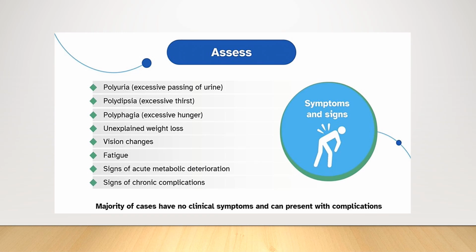Assessment of signs and symptoms for diabetes mellitus. Look for polyuria, excessive passing of urine, polydipsia, excessive thirst, polyphagia, meaning excessive hunger, unexplained weight loss, vision changes, fatigue, signs of acute metabolic deterioration, signs of chronic complications. Majority of the cases have no clinical symptoms and can present with complications directly.